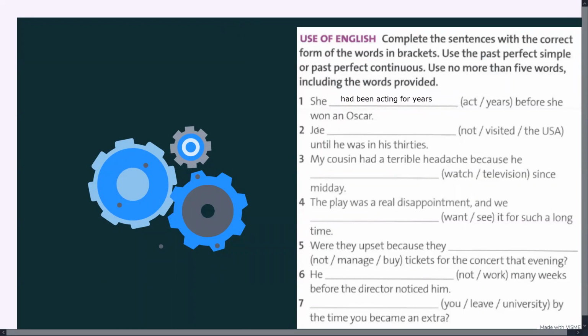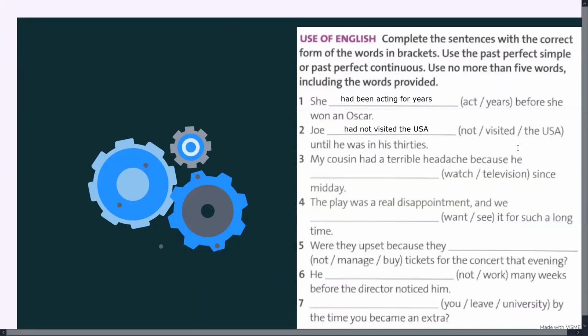Joe not visited the USA until he was in his 30s. This, I would say, Joe had not visited the USA, because visit is a shorter action. It's a shorter action in the past than is, for instance, acting for years. And it's sort of binary action. You either visit or you don't visit. You can use it in the continuous, but then it means something else. It has a slight change in meaning.